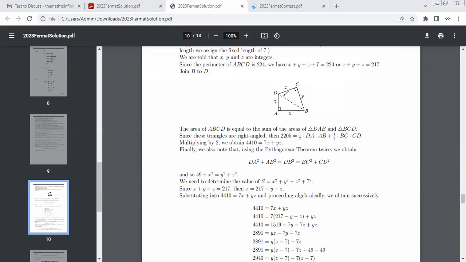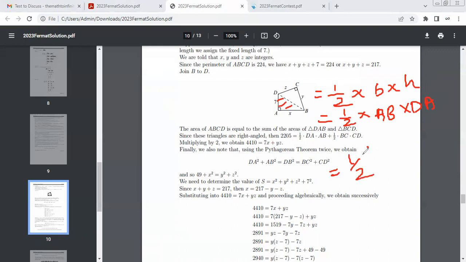You know the formula for the right angle triangle, which is half times base times height. The base is going to be AB and the height is going to be DA. I'm just focusing on this triangle now. Half, the value of AB is X, the value of DA is 7. So the answer is 7x over 2.